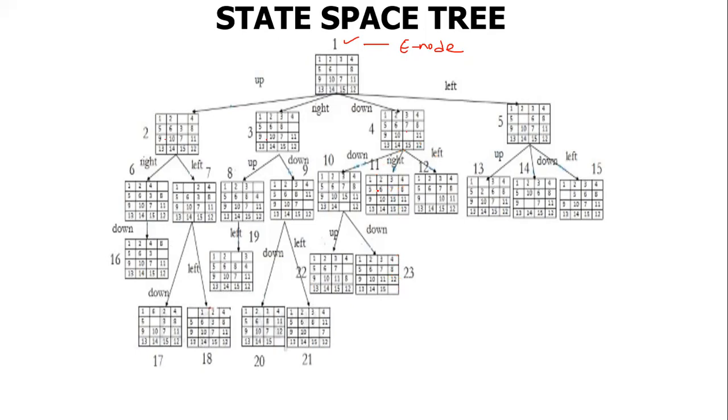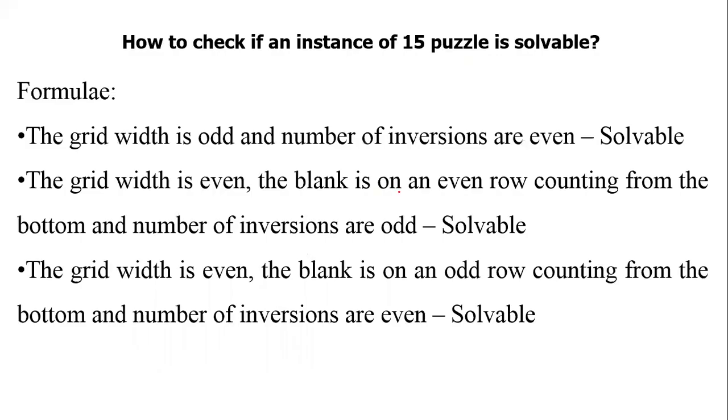Before going to solve any problem, first we need to check whether the instance is a solvable puzzle or not. For that purpose, these are the three conditions. If the grid width is an odd number and the number of inversions is even, then the puzzle is solvable. If the grid width is even, the blank is on an even row, counting from the bottom, and the number of inversions is odd, then the puzzle is solvable.